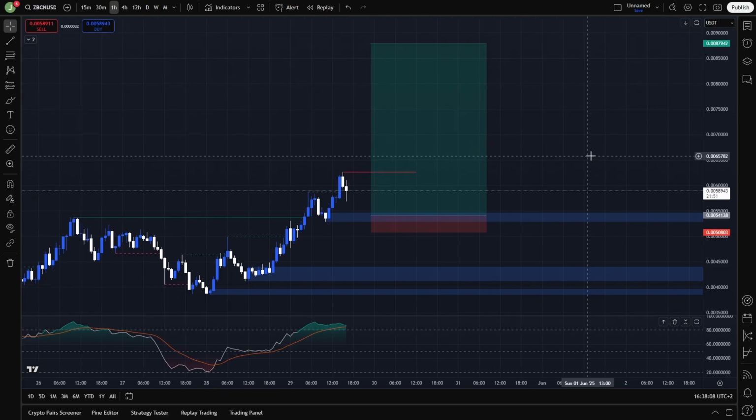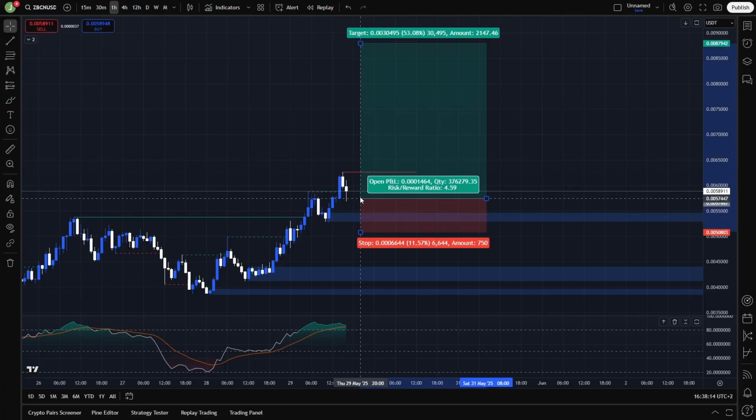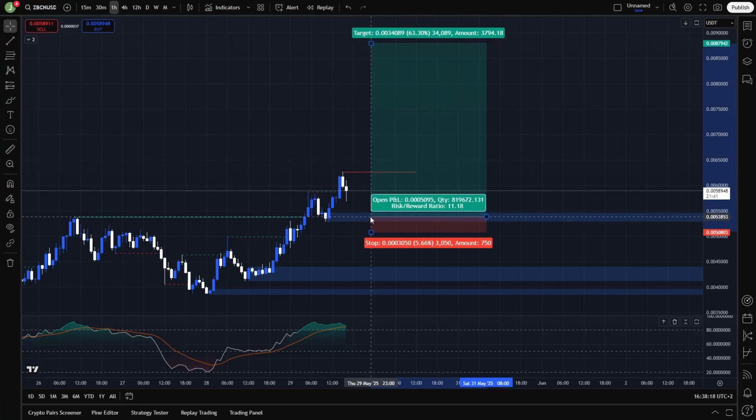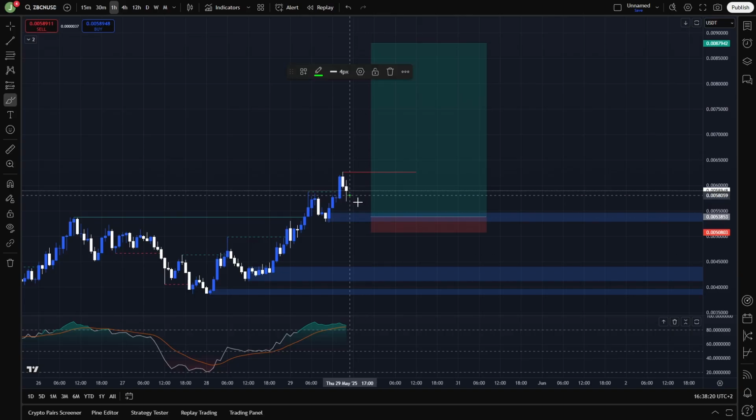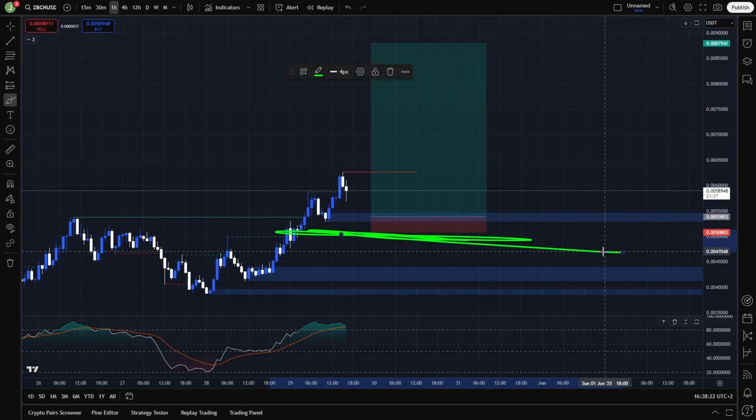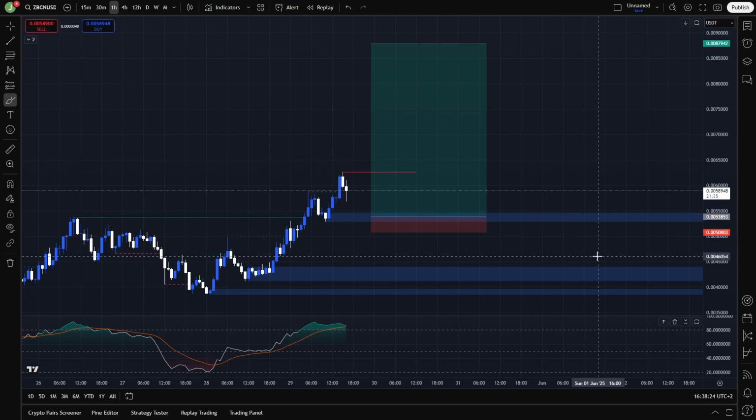But to summarize this setup, you want to see here a liquidity grab under these previous important lows, because opening a long position on the current level will not give you that great risk reward ratio. And then you want to wait here for that support confirmation, and stop loss you need to place under the low that we will create during the fake out.